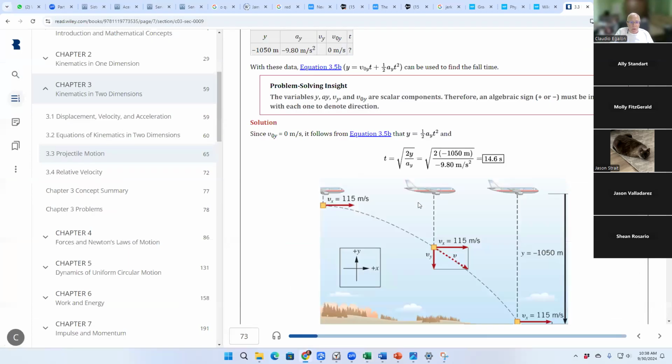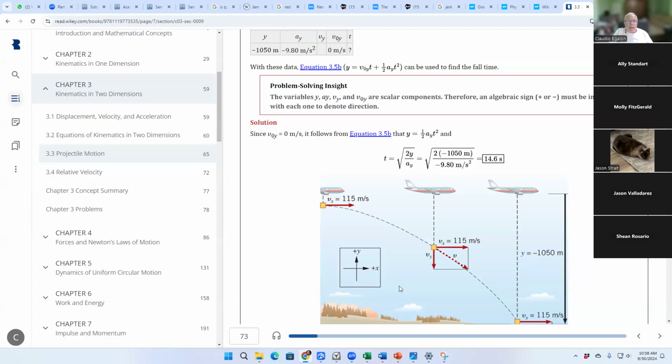velocity of the airplane. That's the key piece of information that sometimes people don't understand. Because the airplane is moving at 115 meters per second, the moment you release the package it will also have 115 meters per second. The difference is that the airplane is going to keep on flying horizontally while the package is going to move both in the horizontal direction and the vertical direction. That's what you have to keep in mind.